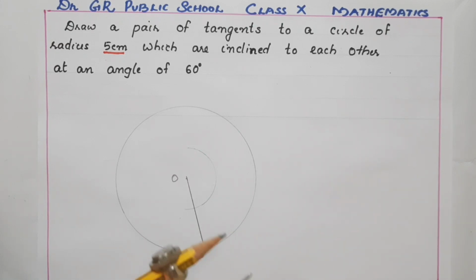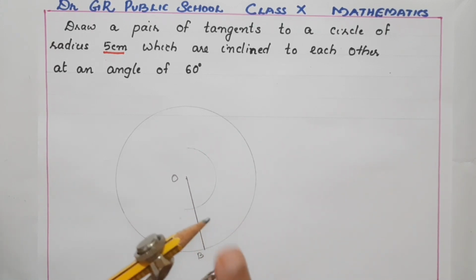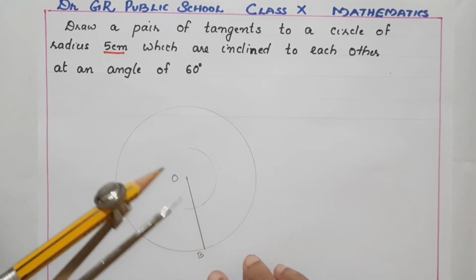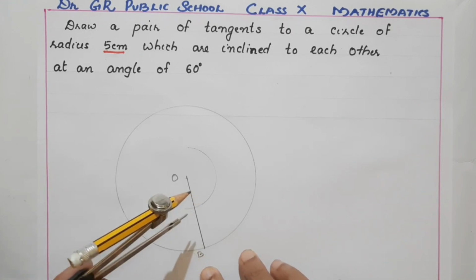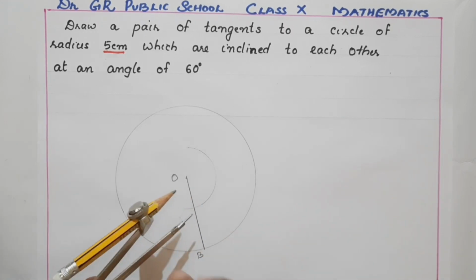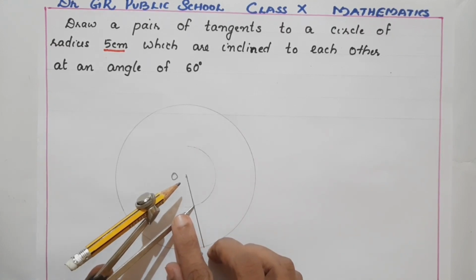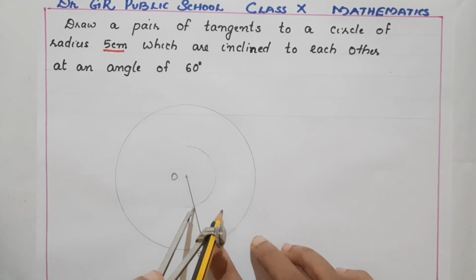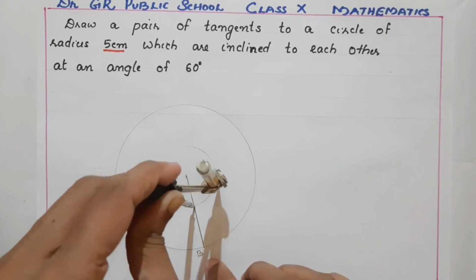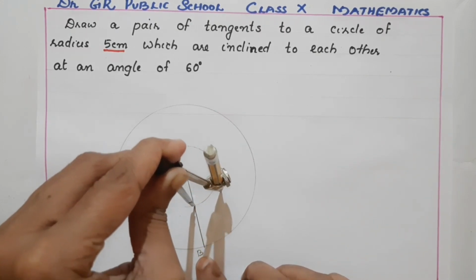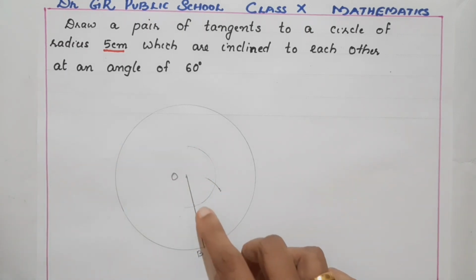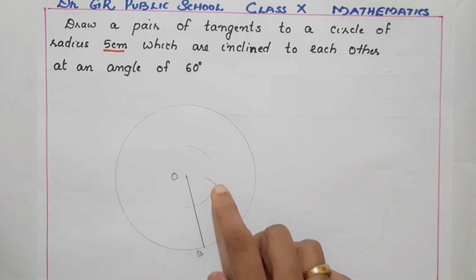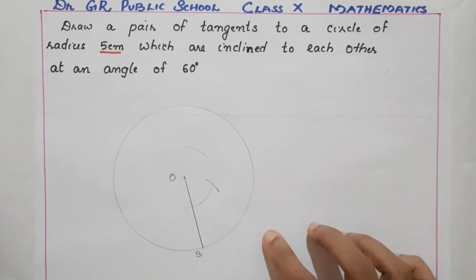Then you should not change this radius. If you change the radius here, you won't get exactly 120 degrees. Now, use the same radius to draw another arc. For that, fix the compass at this point of intersection and draw one arc. So this much represents which angle? 60 degrees, isn't it?